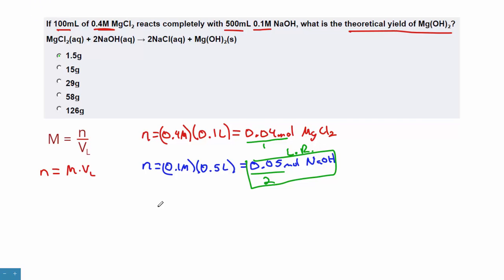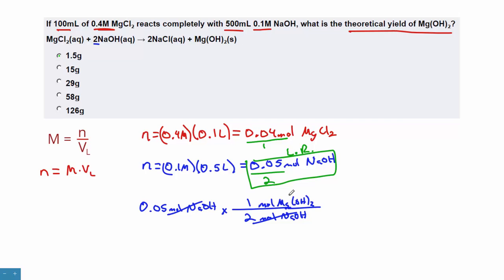We'll use that then to calculate the theoretical yield. So again, we'll start with that 0.05 moles of NaOH, and then we need a mole-to-mole ratio here to get that to moles of magnesium hydroxide, MgOH2, relative to moles of NaOH. This mole-to-mole ratio is just the coefficients in the balanced reaction. It's 1 mole of MgOH2 for every 2 moles of NaOH, so 1 over 2 in this case.